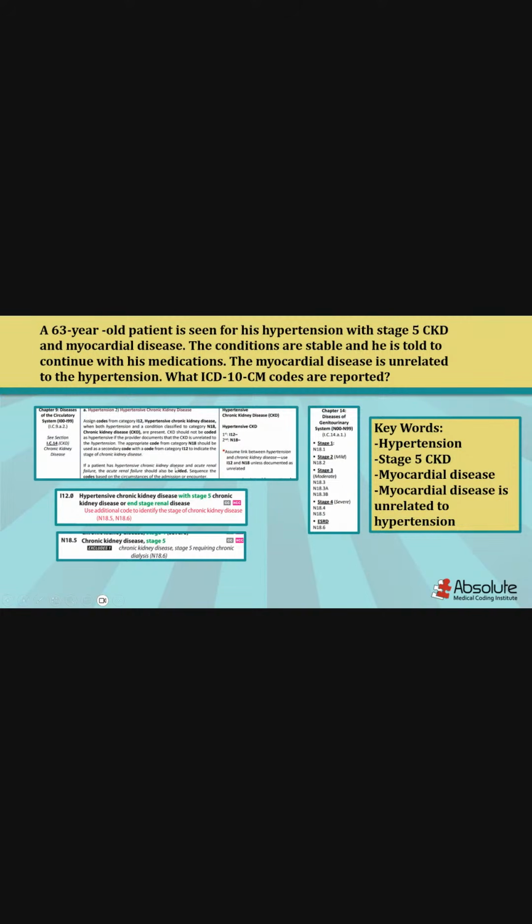And so that is going to take us to our third code, which is going to be I51.5, which is our myocardial degeneration. And then if you go under here, it accounts for myocardial disease. So that is going to be how we're going to sequence it: I12.0, N18.5, and I51.5. And I see that a lot of people got that in the chat.